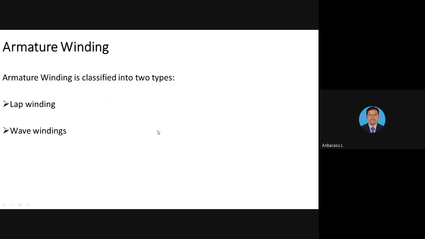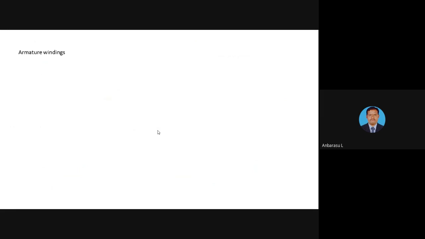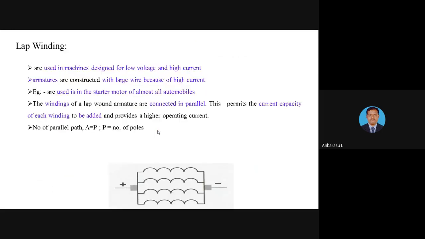So armature winding is classified into two types: lap winding and wave winding. Why is it classified into two types? Lap windings are usually used in machines designed for low voltage and high current. So that's why we can prepare the lap winding for such machines.